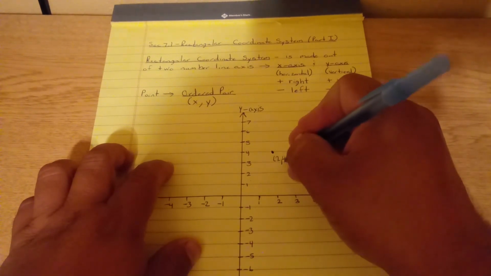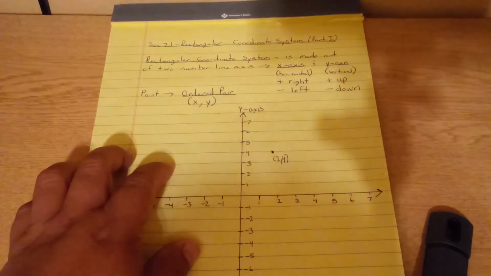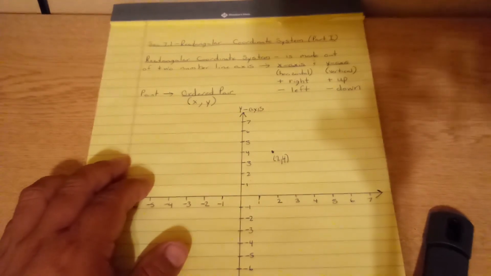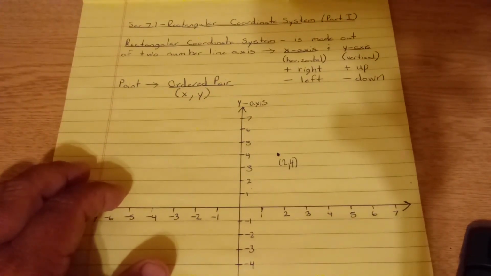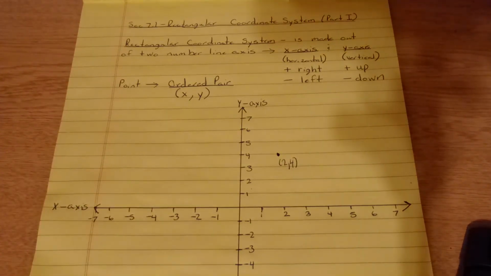It's that simple. And that's what they're going to ask you for the first couple of sections here. They want you to plot this right here. Once again, if you have graphing paper, it works a little bit better. It's a little bit easier to tell. But essentially, that's where your ordered pair 2, 4 is.